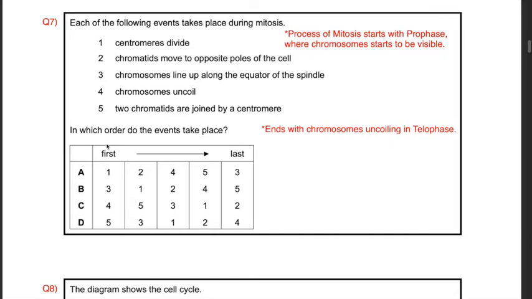And what is that process known as? That process is known as metaphase. And then followed by centromeres dividing, and centromere division occurs at the stage known as anaphase, which is after metaphase. Therefore, yes, the events do occur in the correct order. Followed by chromatids move to opposite poles of the cell, and lastly chromosomes uncoil. Hence, the answer must be D.